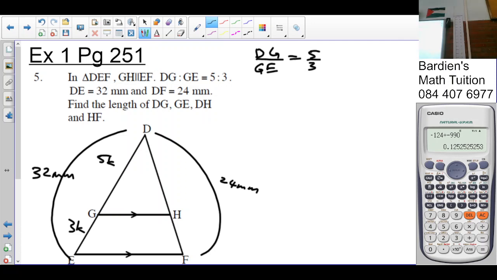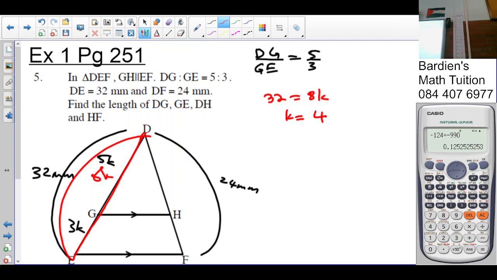So if DE is 32 millimeters, in terms of K, what is DE? DE is what? 8K. So that's going to give you 8K. So what does K actually represent here? We can say that 32 equals 8K. So K is equal to what? 4. 4 what? Units. Not millimeters, units.